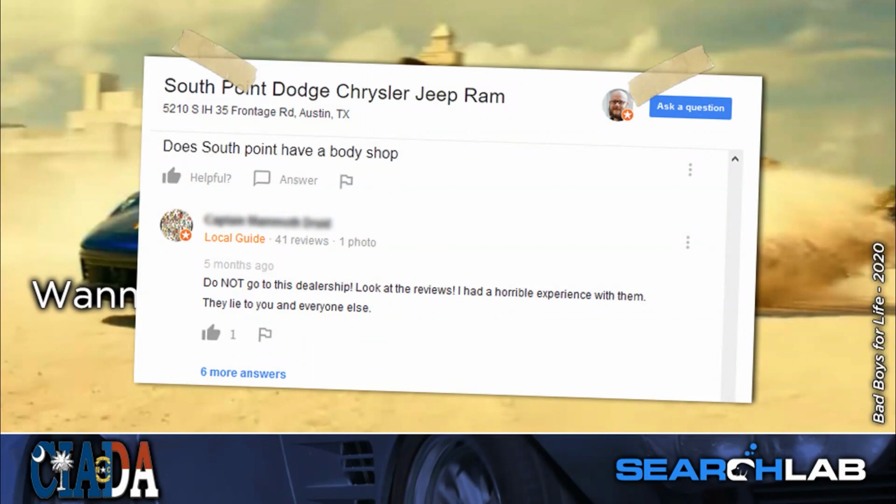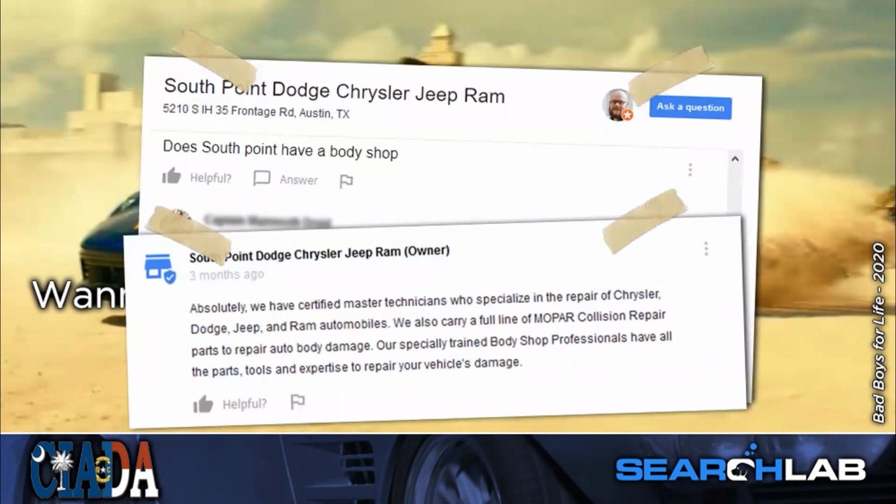Google's going to display as the primary answer the answer that has the most thumbs up. But notice when the dealership answers, it says owner in parentheses, and it's a much better answer, but nobody gave a thumbs up to this answer. So you have to monitor the Q&A section and make sure that you're keeping your answers upvoted to display as the primary answer to questions.